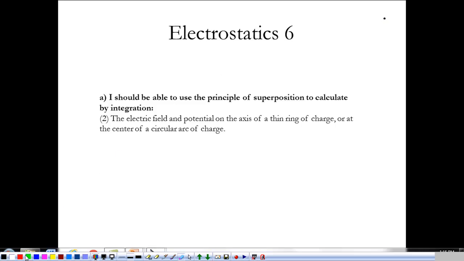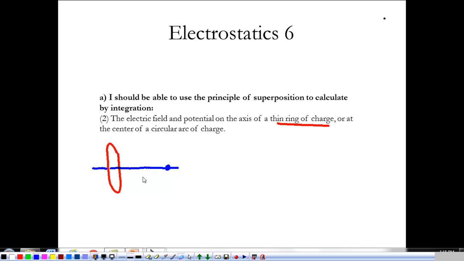Alright, this is Electrostatics 6. It's our next step, and we're going to do the crazy integration thing, this time for a thin ring of charge. And we'll look at what that means for a circular arc. So, what we're going after is, for that ring of charge, at a point on axis, what the electric field is from everything.